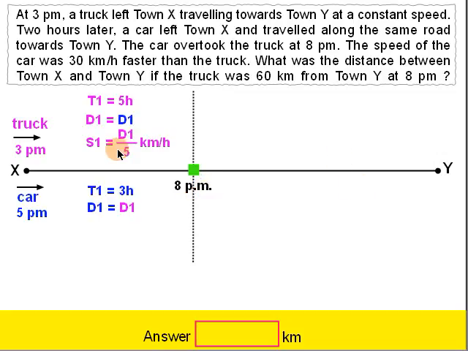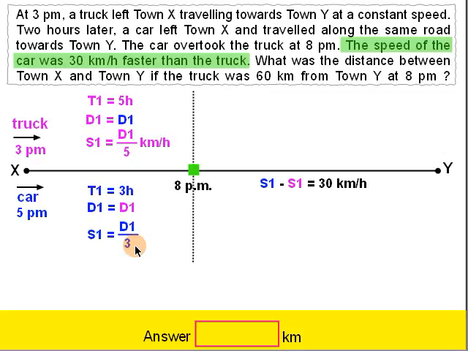But the speed of the truck was distance d1 divided by 5 because 5 hours, kilometer per hour. And then for the car it will be d1 divided by 3, kilometer per hour. And then we are told that actually the speed of the car was 30 kilometer per hour faster than the truck. So the speed s1 minus s2 is equal to 30 kilometer per hour. Sorry, s1 minus s2, that means to say the speed of the car minus the speed of the truck is 30 kilometer per hour.